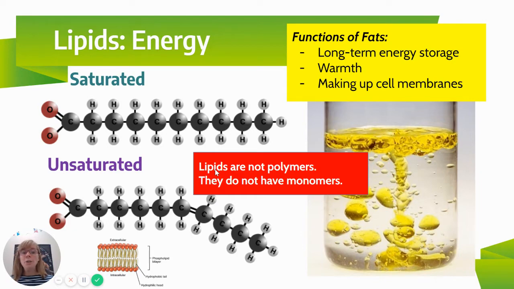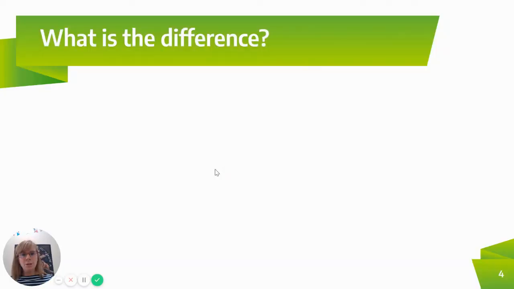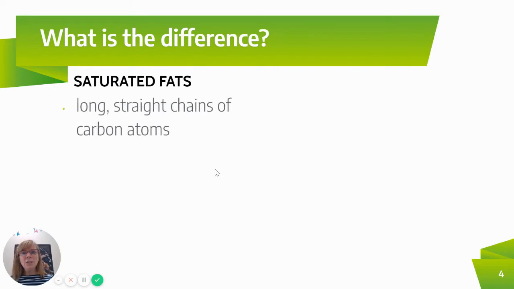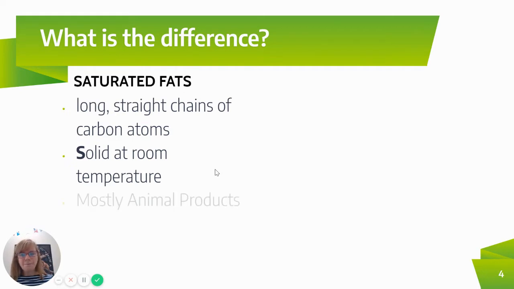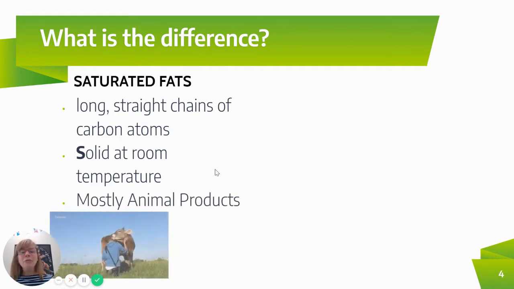Lipids are not polymers. They do not have monomers. So what is the difference? Saturated fats are long straight chains of carbon atoms. They're a solid at room temperature. I have highlighted the S so that you can see that saturated fats are solid at room temperature, and they mainly come from animal products. So they are going to be the fat marbled in meat, butter, eggs.